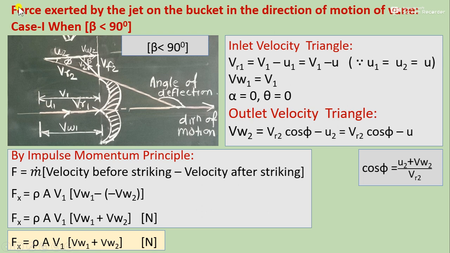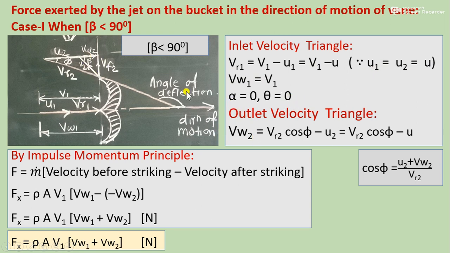Now let us see derivation for force exerted by jet on the bucket in the direction of motion of vane. Now here are three cases based on value of beta. So case 1, beta is less than 90 degree. So from the diagram, inlet velocity triangle, we can write Vr1 is equal to V1 minus U1. But U1 is equal to U2 is equal to U as an assumption. Thus, Vr1 is equal to V1 minus U. Vw1 is equal to V1. Alpha and theta are 0.